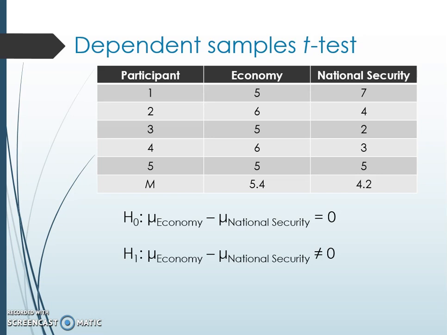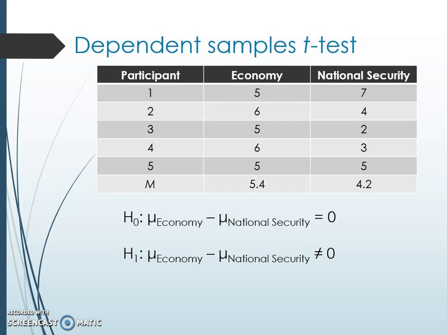The null hypothesis, you'll notice here, is actually we subtract one value from the other. And so the mean score for the economy minus the mean score for the national security question is 0. That's our null hypothesis. So really, since the individuals have 2 data points, there's some subtraction going on here, looking at the difference between the two. And so this null hypothesis is basically saying the difference between the means is 0. Then the alternative hypothesis would say that the difference in means is not equal to 0.